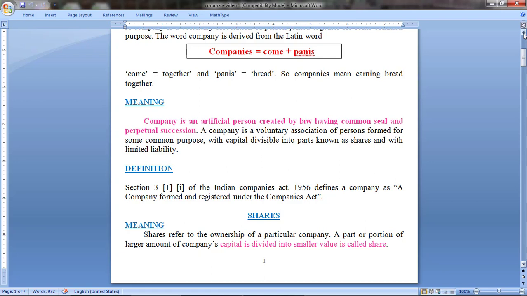A share is a part of share capital. The smaller value units of the share capital are called shares. It gives ownership to a person, so that he is entitled to a share of a particular company. For example, if Mr. A buys a share of Reliance Limited, then he will be a shareholder of that company.